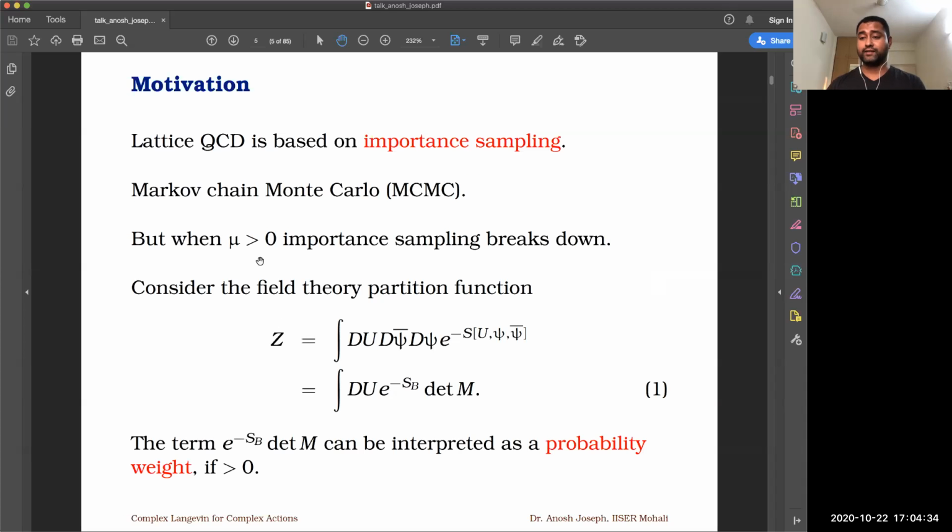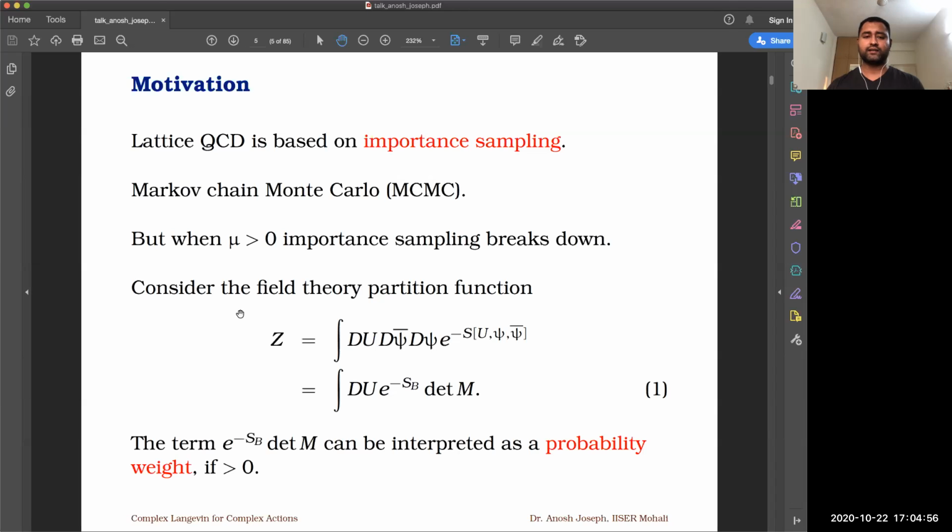We all know that lattice QCD is based on importance sampling. The method used is Markov chain Monte Carlo. When the chemical potential is non-zero, importance sampling breaks down. Let's see how that happens. Lattice QCD is based on path integral Monte Carlo.